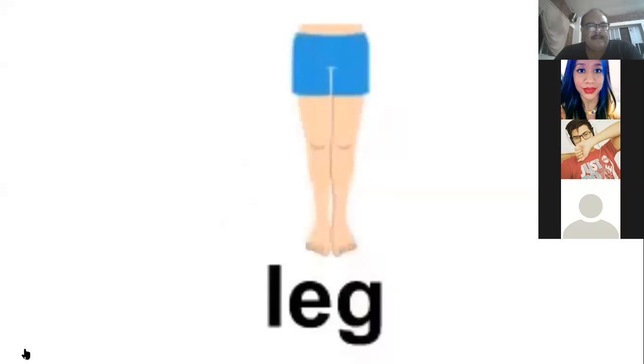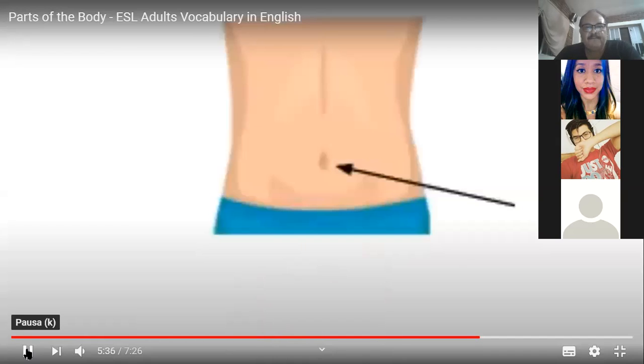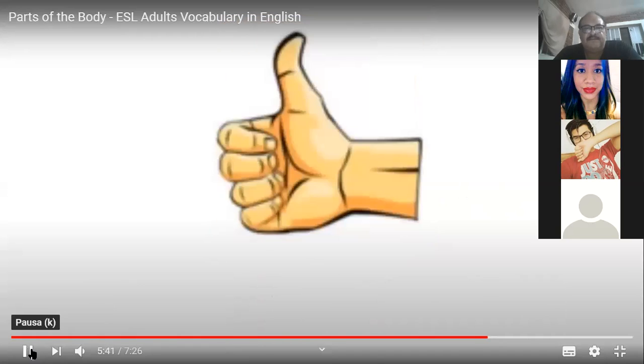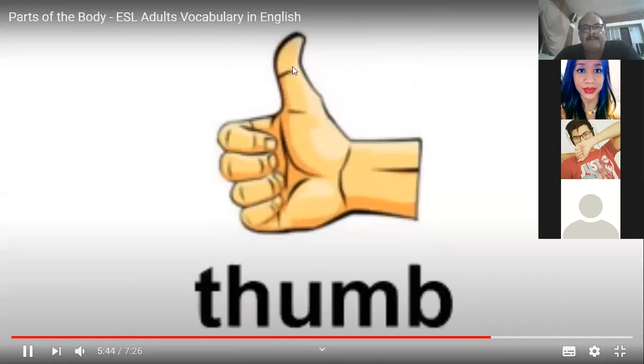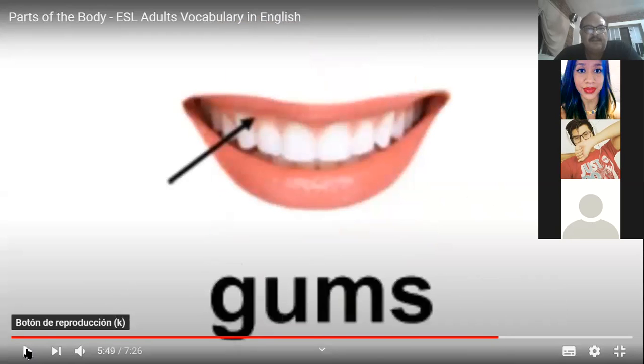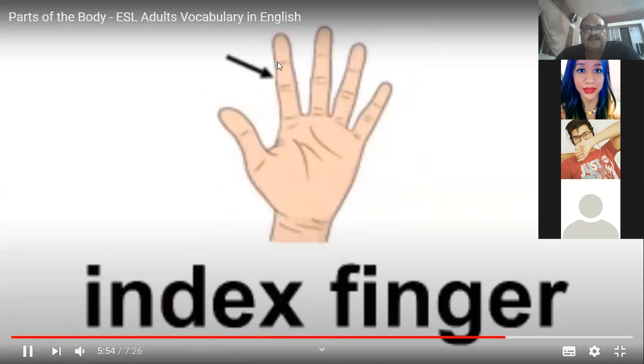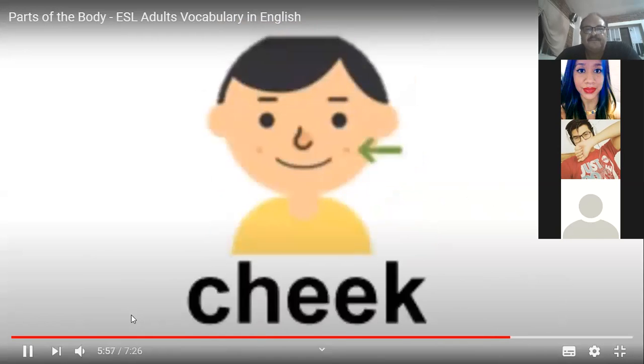Leg. Desde la ingle hasta acá, right? Belly button. Thumb. Gums. And C, yes, right? Gums. Good. Index finger.